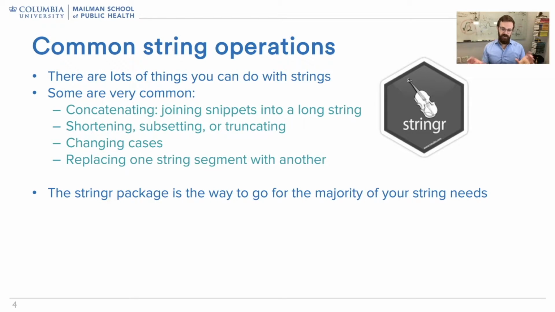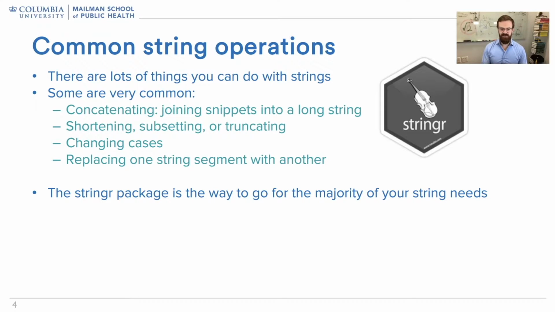So if you have a couple of words that you would like to join into a phrase, you can do that using concatenation. If you have a long phrase and you need to extract some subset, or some particular word, you want to cut off at the beginning, you want to cut off at the end, whatever it is, that's a common operation. You might need to change the case, everything from uppercase to lowercase. A very common one is replacing one string segment with another. You see some phrase and you want to replace it with another phrase. Or even more often, you want to replace it with nothing. You just want to get rid of everything that looks like this particular word or phrase in a collection.